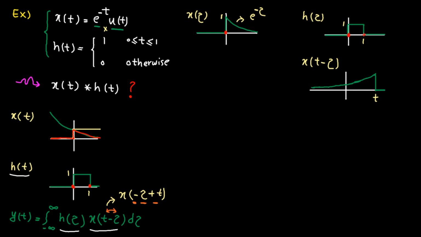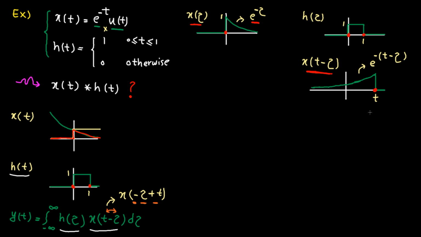These are critical points. Oh, before I forget, for x of tau, this function is e to the power of minus tau. Now, when we transform x(tau) to this new form, basically we are replacing tau by t minus tau. So you need to apply the same transformation here. Simply replace tau by t minus tau. That's it.